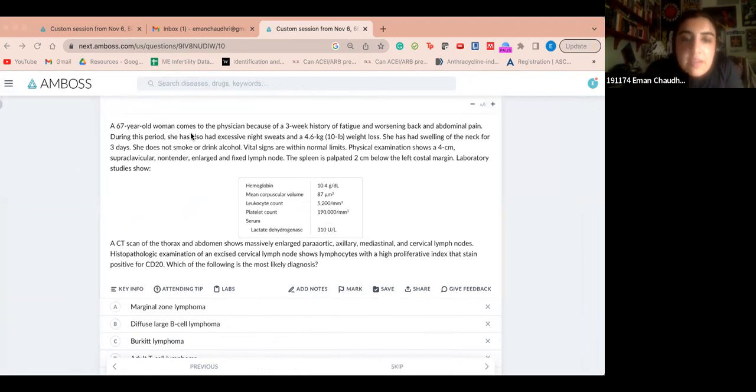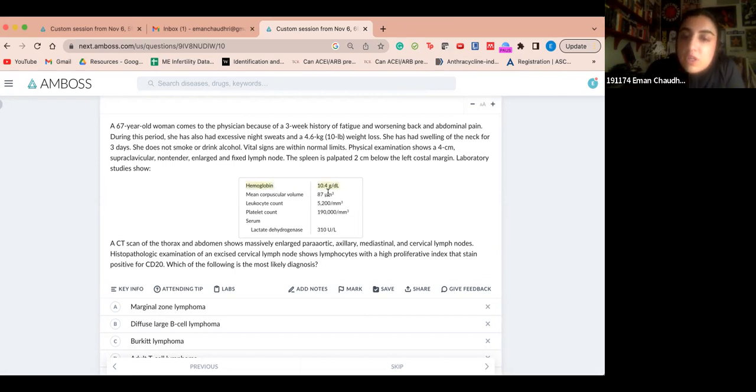So, 67-year-old woman comes to the physician because of 3-week history of fatigue, worsening back pain, and abdominal pain. During this period, she has also had excessive night sweats and 4.6 kg weight loss. She has had a swelling of the neck for 3 days. She does not smoke or drink alcohol. Vital signs are within normal limits. Physical examination shows a 4 centimeter supraclavicular non-tender and large and fixed lymph node. Spleen is palpated 2 centimeters below the left costal margin. Lab studies show hemoglobin of 10.4.